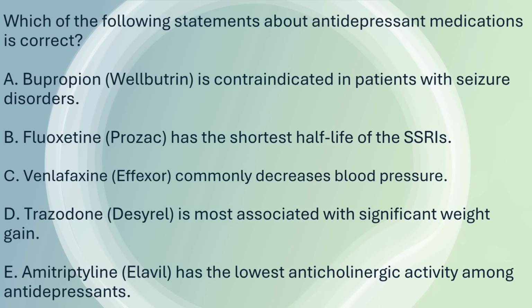And then finally, amitriptyline or Elavil. While venlafaxine may raise your blood pressure, amitriptyline is more likely to lower it or cause orthostatic hypotension and cardiac arrhythmia problems.